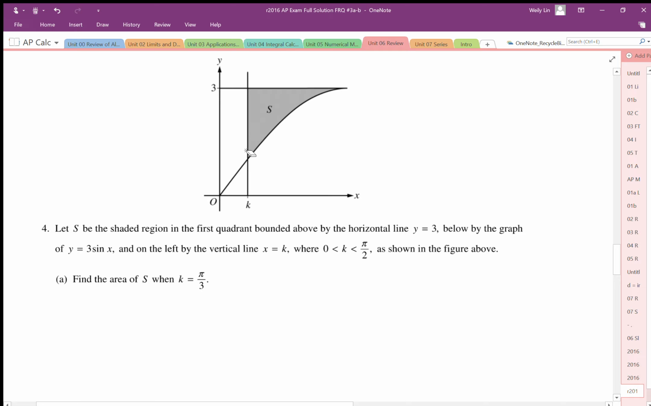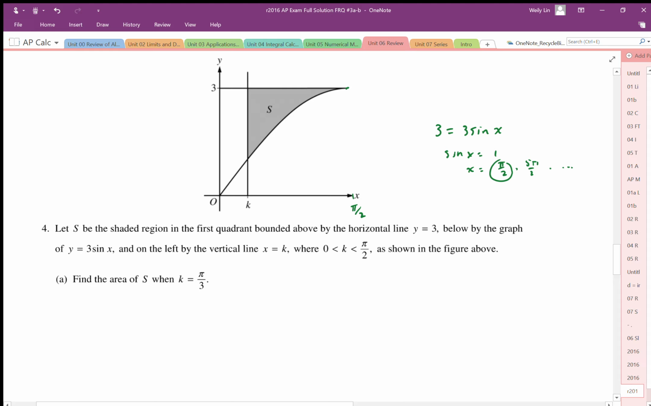As we move this line k, we're going to get different areas, because that point here is a fixed intersection point. It tells you that k is between 0 and pi over 2. We should make sure that we know that endpoint. That endpoint is where the two graphs meet, so 3 is equal to 3 sine x. So sine x equals 1, so x is equal to pi over 2, and then 5 pi over 2, etc. So that endpoint is definitely pi over 2.